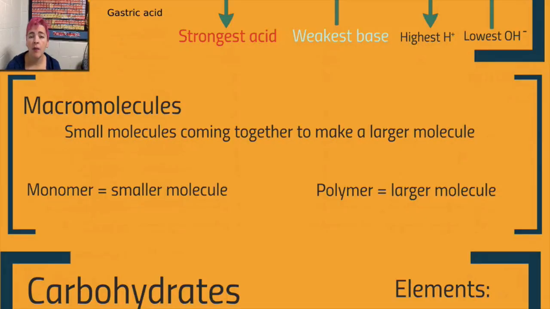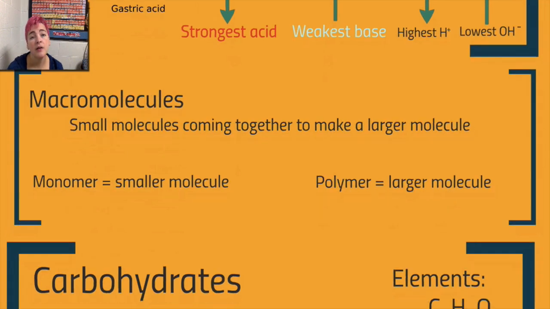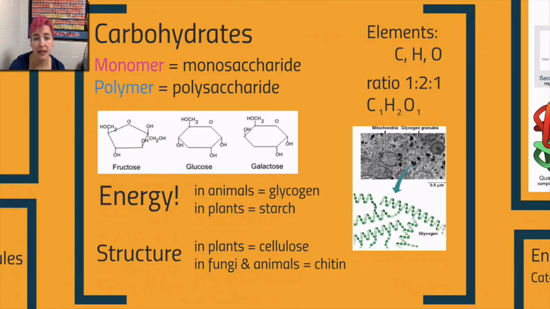Macromolecules are small molecules coming together to make a larger molecule. Macro means large, so a macromolecule is going to be a larger molecule. Most macromolecules are made from smaller molecules, repeating units, to make a polymer or a larger molecule. The smaller units are called monomers. The larger molecule is called a polymer. A polymer is a bunch of monomers put together.